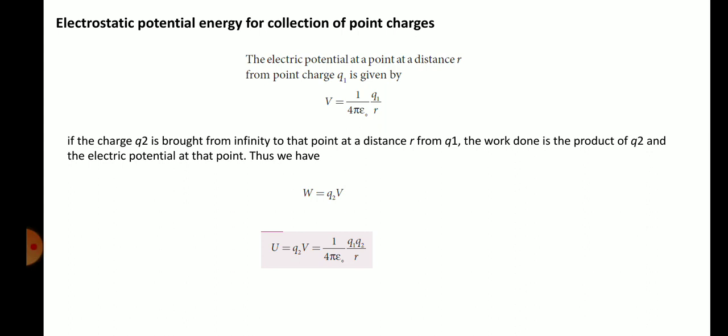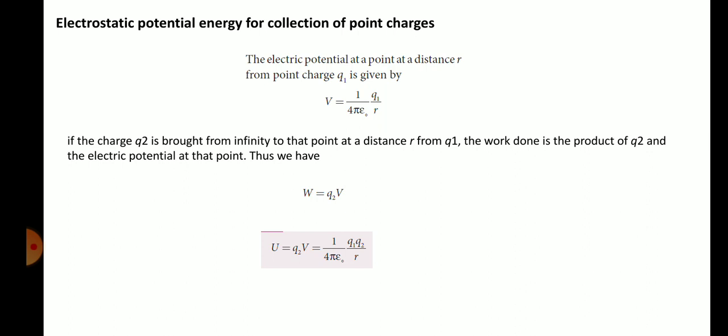What is electric potential? Electric potential due to a dipole, an equipotential surface, and properties of equipotential surface. In this class we will discuss electrostatic potential energy of a collection of point charges. Previously we discussed electrostatic potential energy only due to a point charge. What happens when a collection of charges is accumulated? That is what we are going to discuss here.